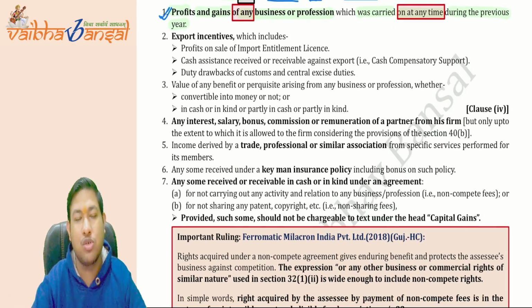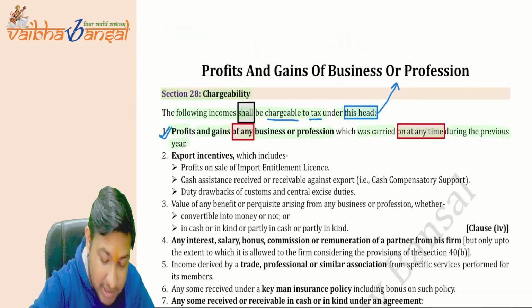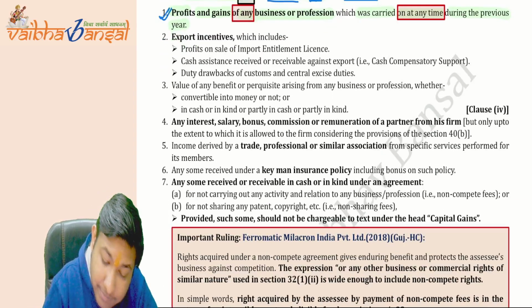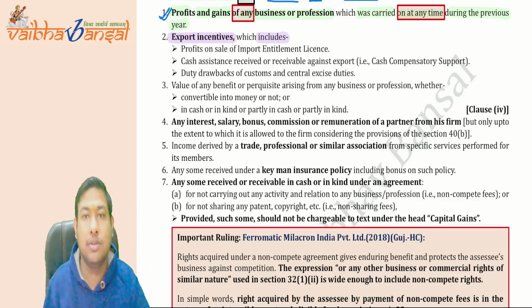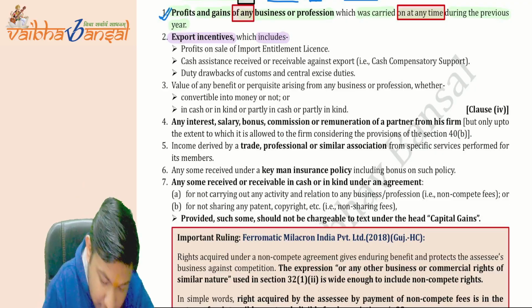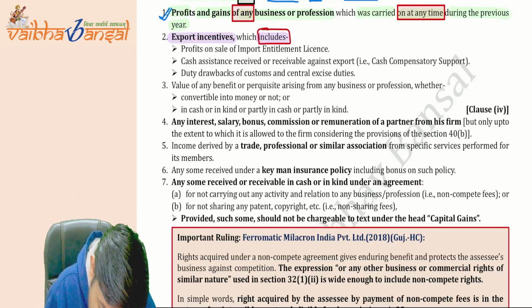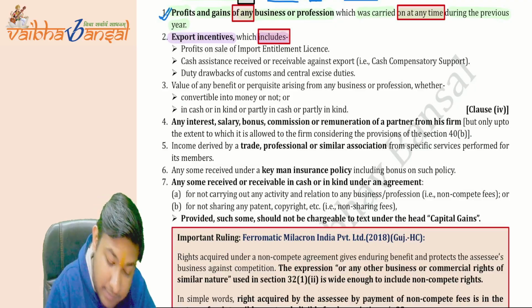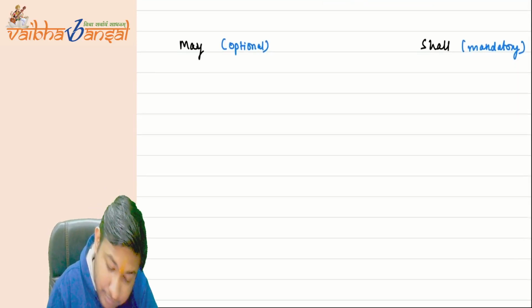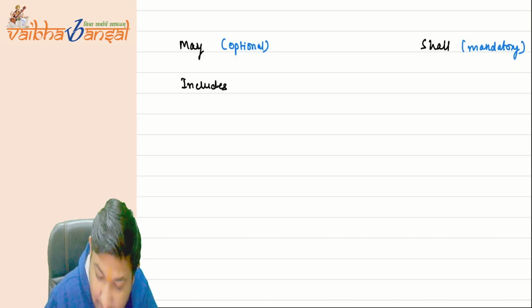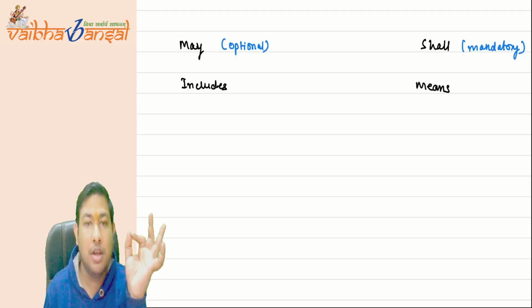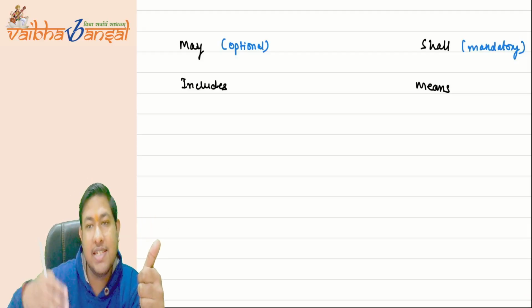Now coming to the second point. All these points are going to be very specific. What it says is export incentive, which includes. Now, the word includes. We also need to learn what includes means. See, come here. There are two words in the law: first is includes, second is means.